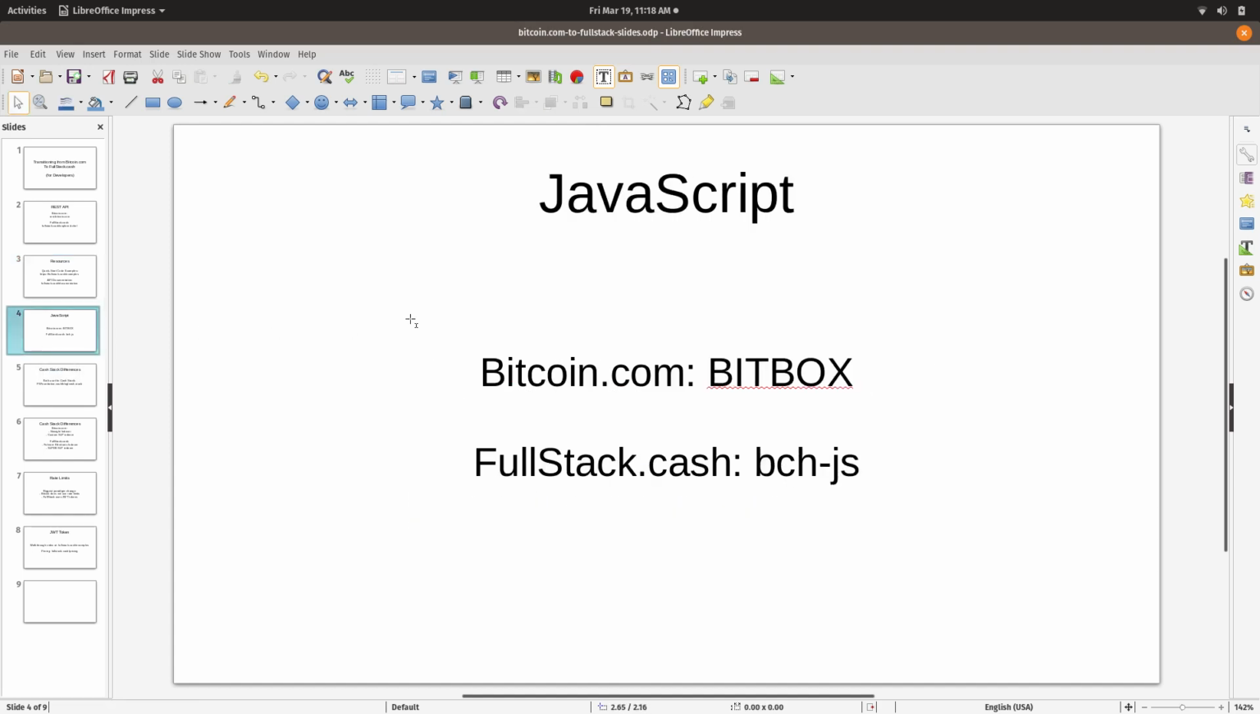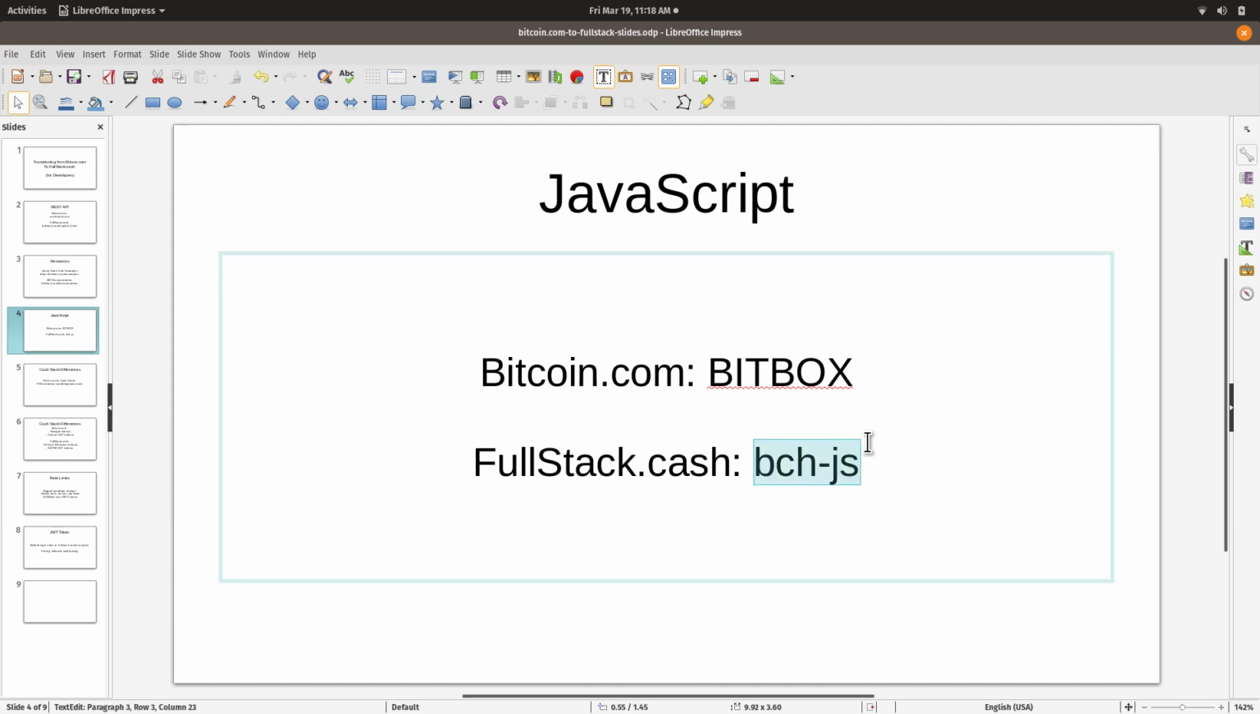Now for JavaScript developers specifically, like I said, Bitcoin.com has their Bitbox SDK, as well as, I think, an SLP JS SDK for working with SLP tokens. Those two SDKs are combined in BCH.js. BCH.js does everything Bitbox does and everything that SLP.js does for working with SLP tokens.